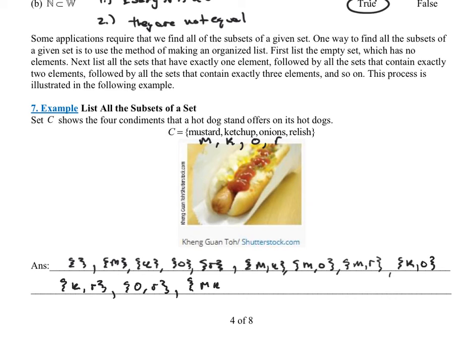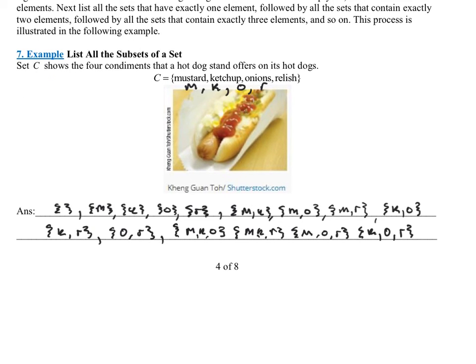Well, I could have mustard, ketchup, and onions. I could have mustard, ketchup, and relish. Or I could have mustard, onion, and relish. That would be it for mustard. It could be paired with the other two, which would be ketchup, onions, ketchup, relish, or onions, relish. So now I need to move on from mustard, and I need to move on to ketchup. Again, I do not need to pair ketchup with mustard because I've already done all the ones with mustard. So the only thing left is ketchup, onions, and relish. So that's all three toppings.